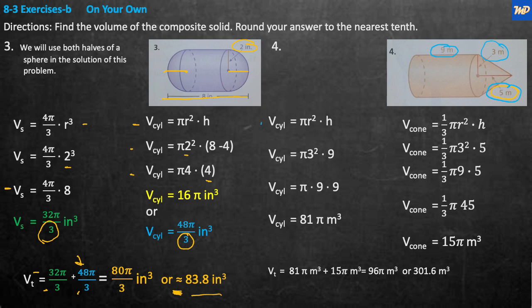The volume of a cylinder is pi r squared times the height. Then we start substituting our givens into that equation. We know that 3 is the radius of the cylinder. So the volume of the cylinder is pi times 3 squared times 9, or pi times 9 times 9, or, simplifying it, the volume of the cylinder is 81 pi meters cubed.